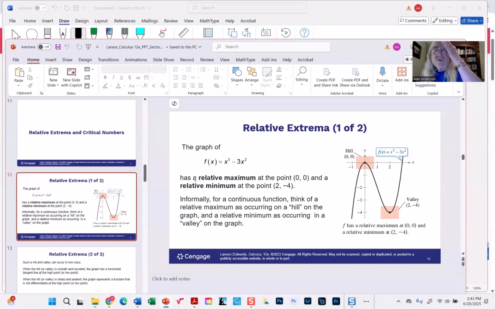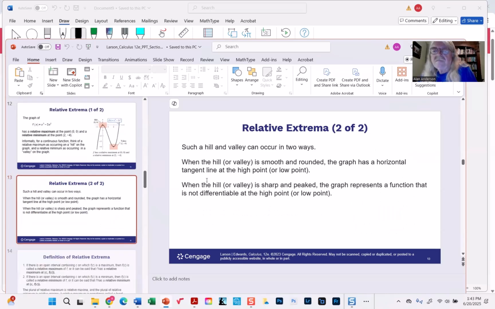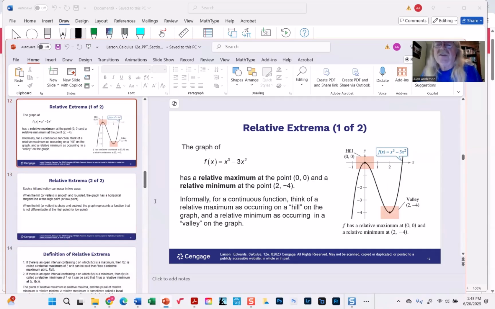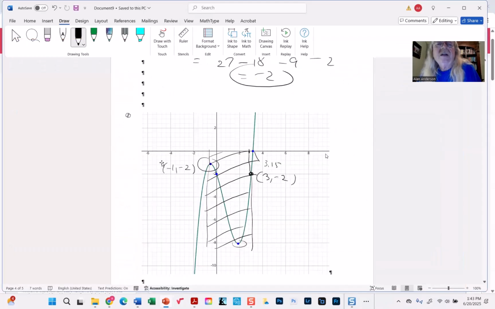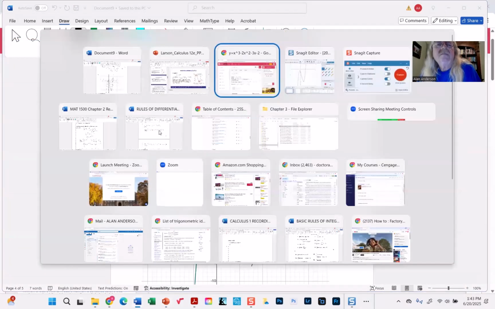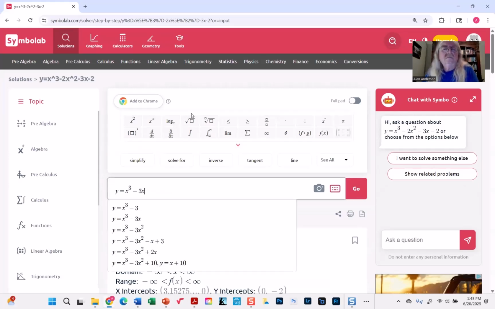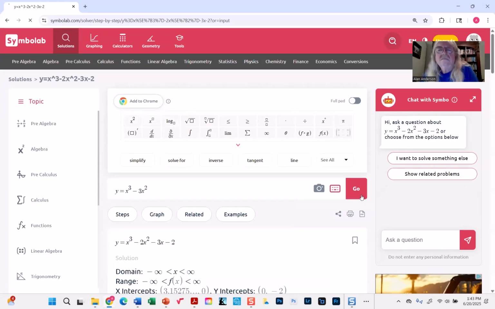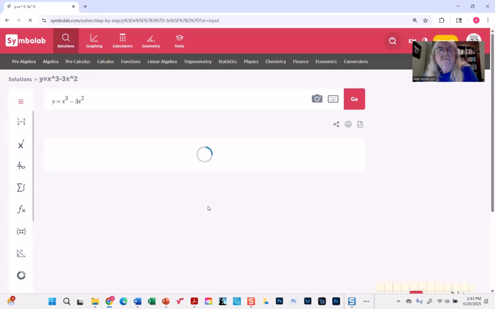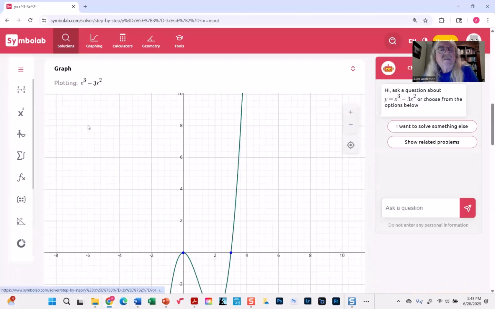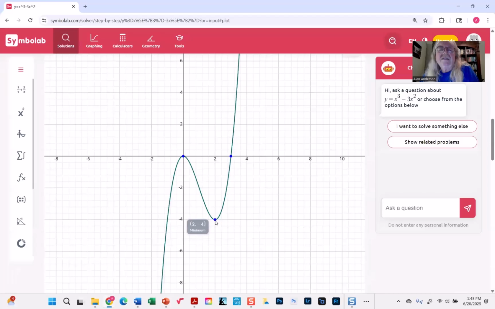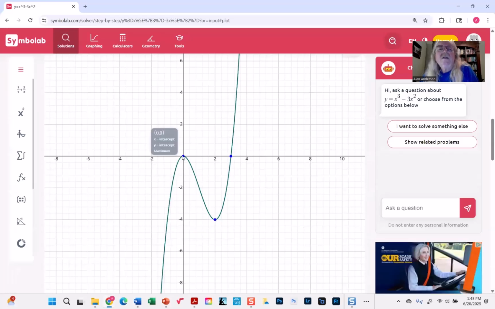Now, here's a more straightforward case. X cubed minus 3x squared. They chose this, I'm sure they chose this on purpose to make it work out nicely. X cubed minus 3x squared. So let's look at the graph. Yeah, that's more like it. See, this point is exactly 2, -4. This is 0, 0. This is 3, 0. Yeah, this is a nice function.